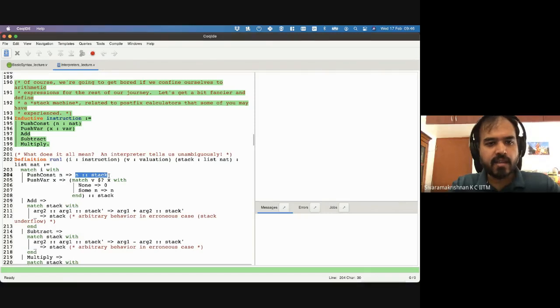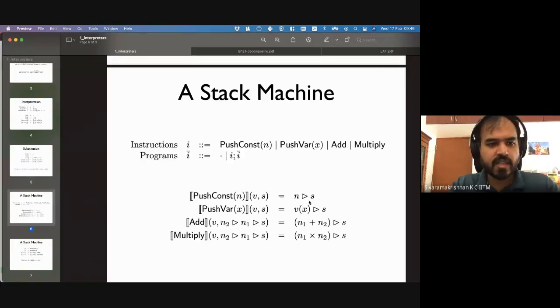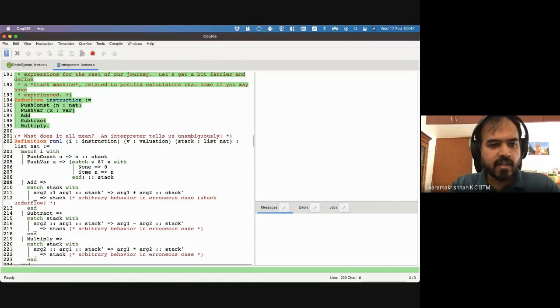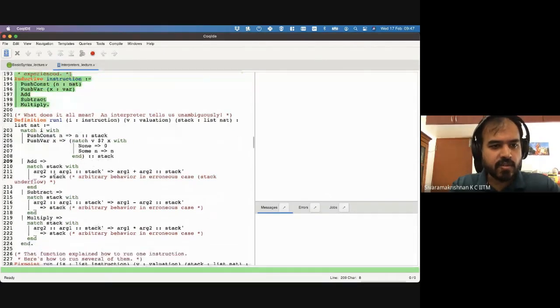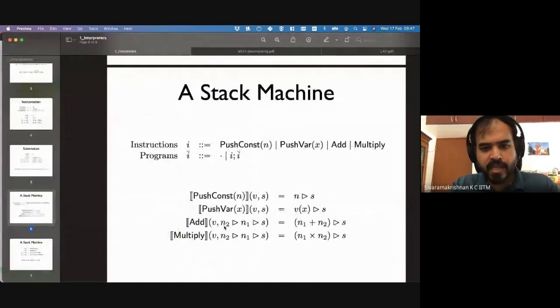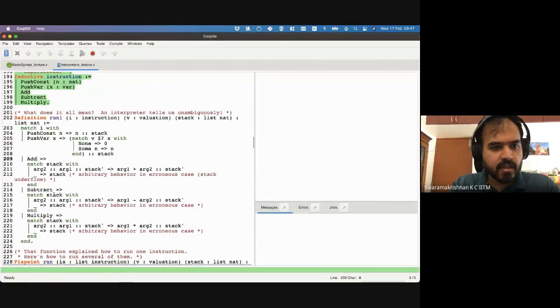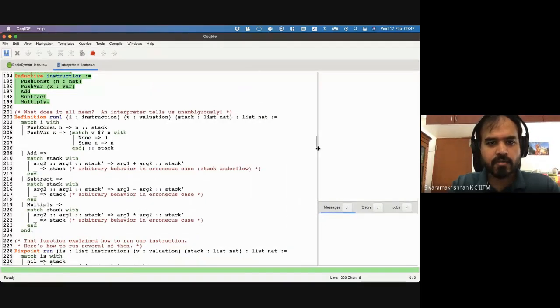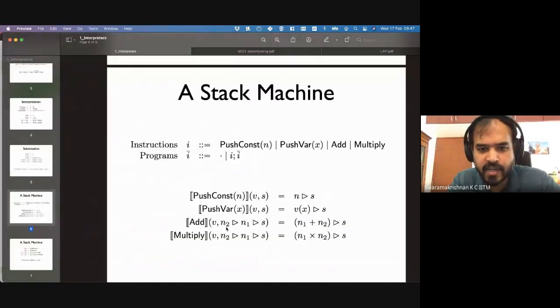So that is what we have here, and similarly for the other instructions as well. So if you want to add, here is the thing, right? What do we say for add? We expect two values on top of the stack, right? So it's perhaps useful to again point out the choice that we made here. We said add only works on a stack with two values on top, right?